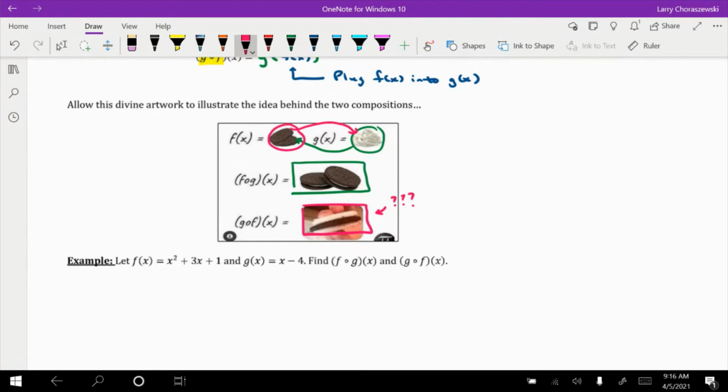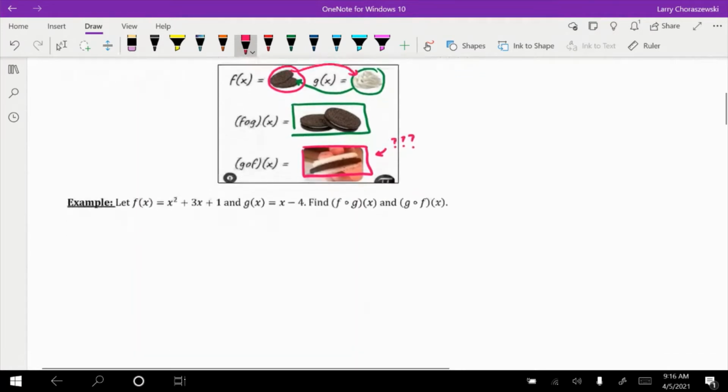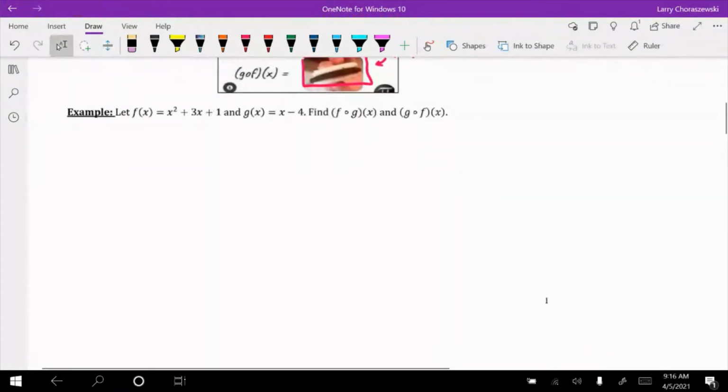But hopefully that illustrates the idea here. We're plugging functions into functions, and we're not doing those usual arithmetic operations with them. So to get to a legit example, I've got 2 functions here, f of x and g of x. And we're going to see just exactly what it means to form a composition. We're going to do it a couple of ways. The first is going to be f of g of x, and then we'll do g of f of x.